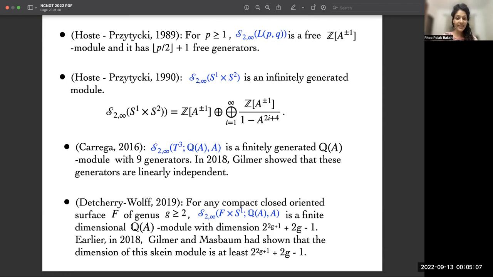In 2016, Carrega computed the KBSM of the three torus over the field of rational functions and showed that it's finitely generated with 9 generators. And later, Gilmer showed that these are linearly independent, hence forming a basis.